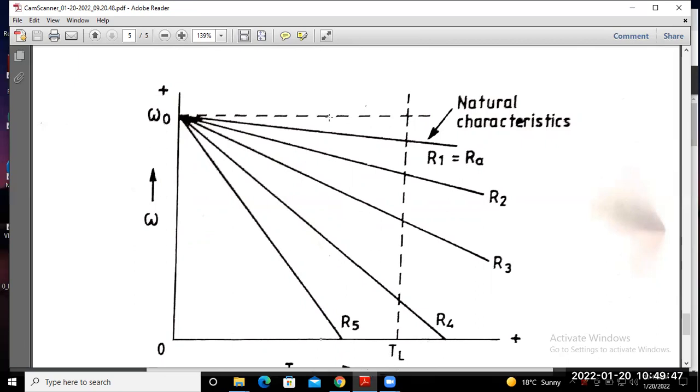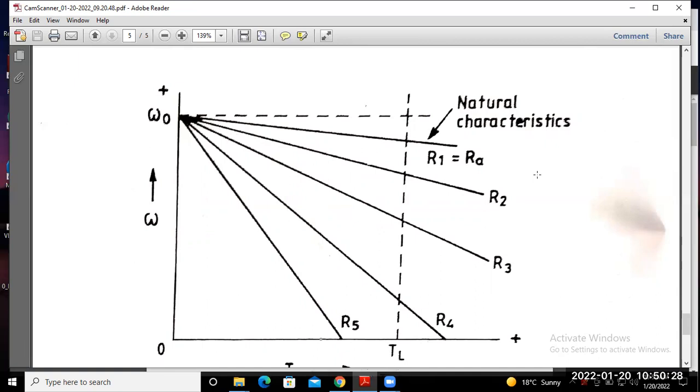If R1 equals RA, the armature resistance, the actual natural characteristic becomes slightly lower than the no load speed. So this one represents the natural characteristic, slightly dropped from the no load speed. And if you add another resistance, that means R2, we also get the variation of speed and torque with the help of variation in the resistance R, that means external resistance plus armature resistance.